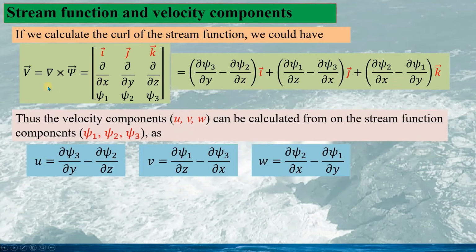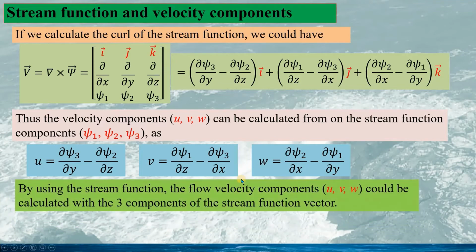So we can equal the components of the velocity vector to the expression. So we have the expression for the velocity component u given as this, v is this, and w as this. So using the stream function, the velocity component can be calculated with the three components of the stream function vector, psi 1, psi 2, and psi 3.